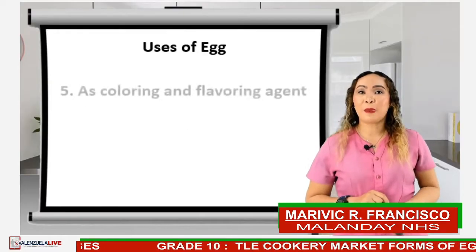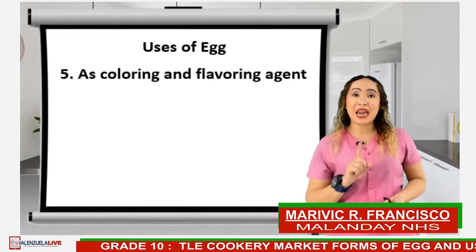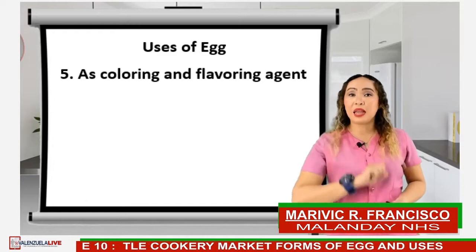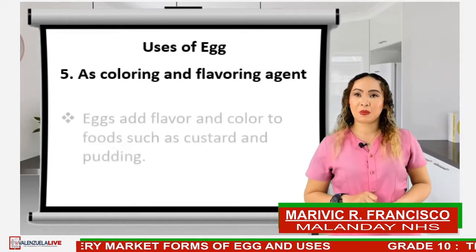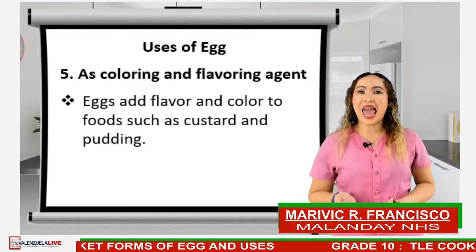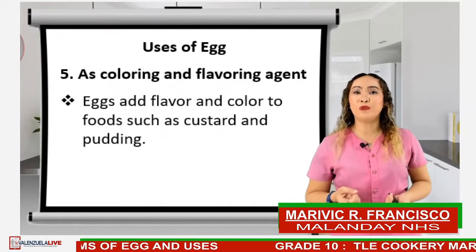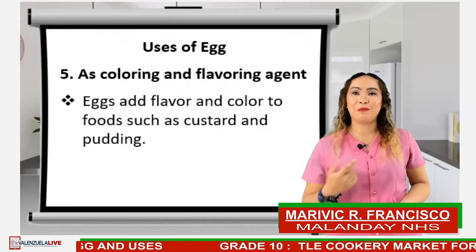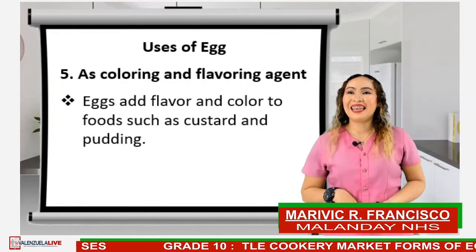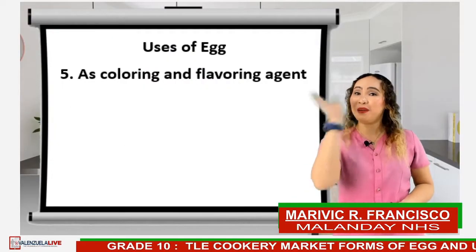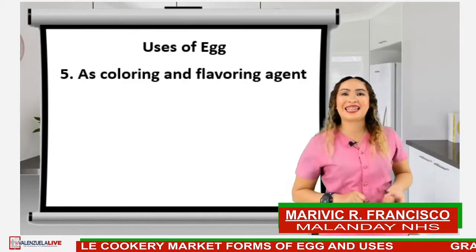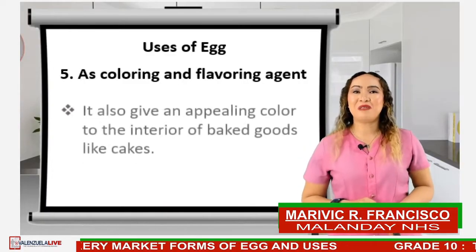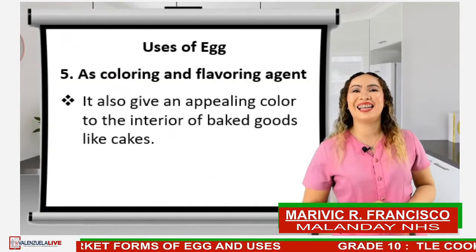And then we have number 5, coloring and flavoring agent. Eggs add flavor and color to foods such as custard and puddings. It also gives an appealing color to the interior of baked goods like cakes, our favorite cakes.